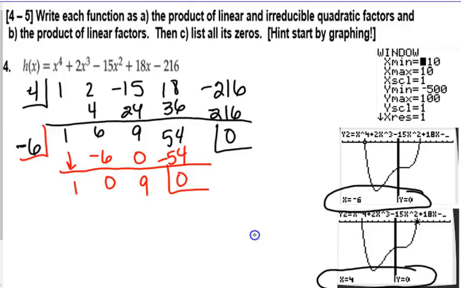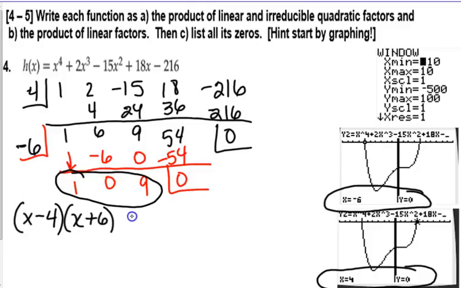What does that tell us? What did that 4 tell us a factor was? If there was a 0 at +4, one factor is x minus 4. If there was a 0 at -6, one factor is x plus 6. What does the remaining polynomial right here mean? No. x squared plus 9.